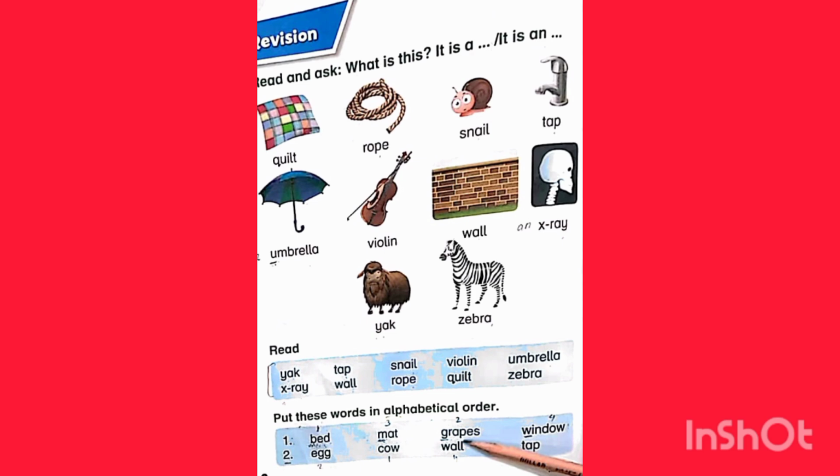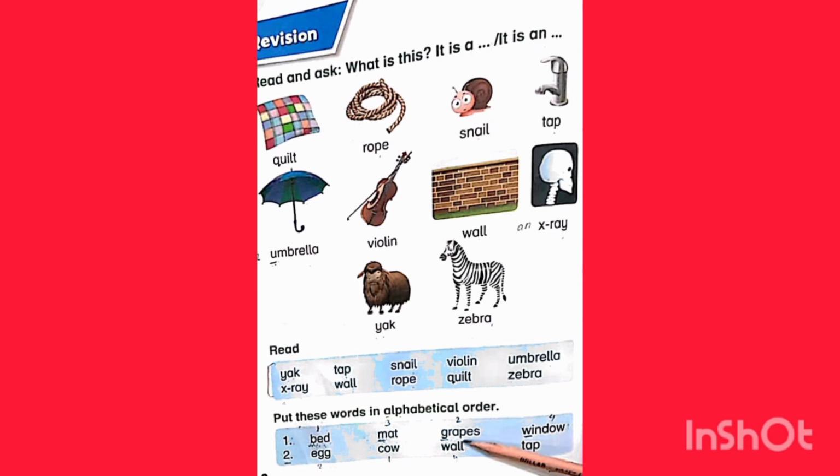Again, we are using here a and an. We already read the use of vowels. It is all similar to the previous page. Just a couple of words are different. Here also is the use of a and an.